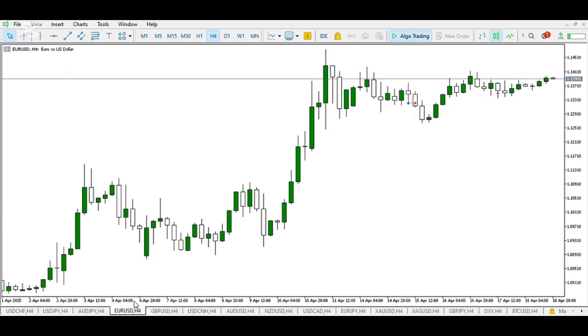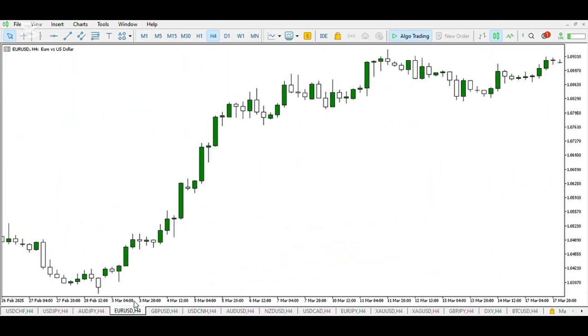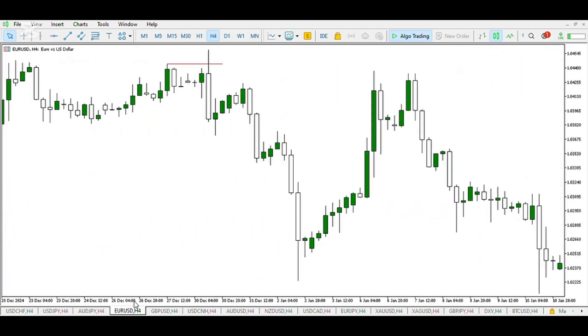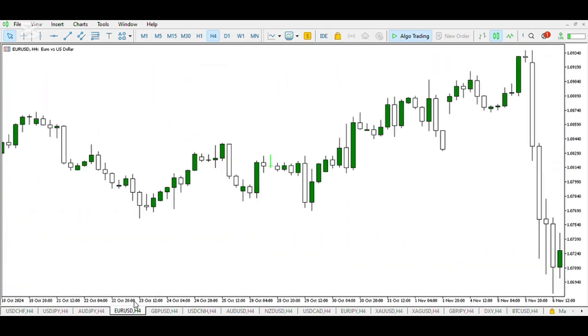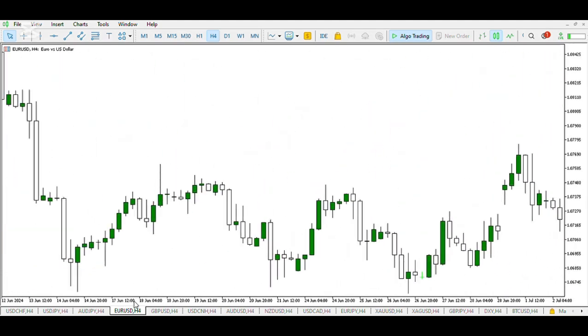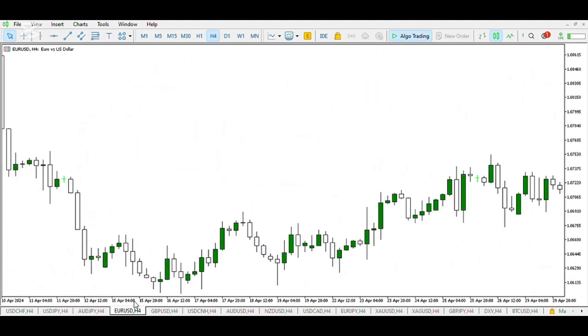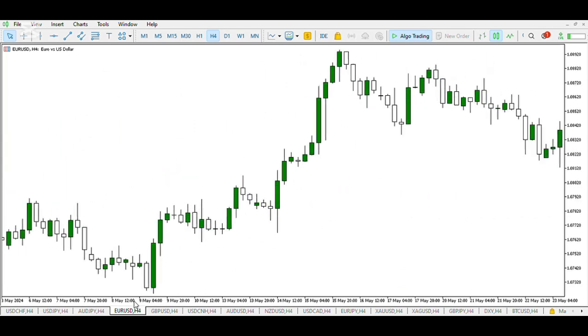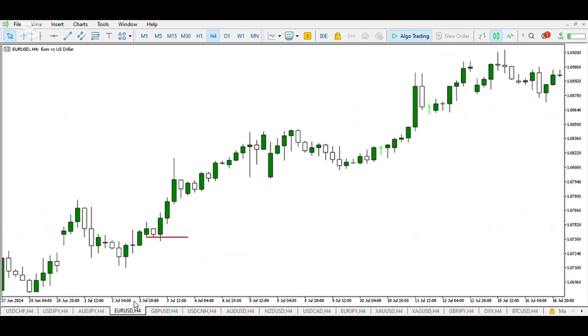Let us move to other pairs to look out for strong order blocks, and we would not be taking so much of our time, but the more the examples, the better the understanding and the better we are going to be able to train our eyes.